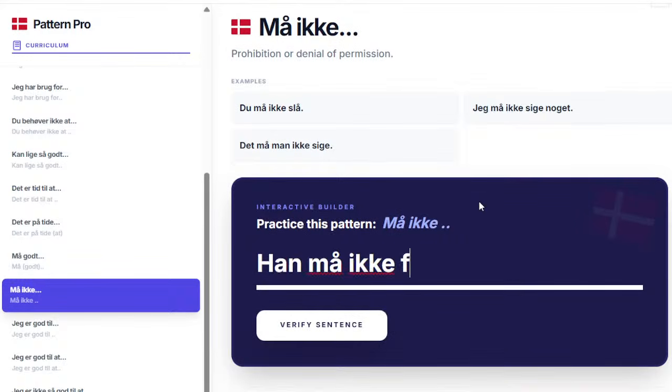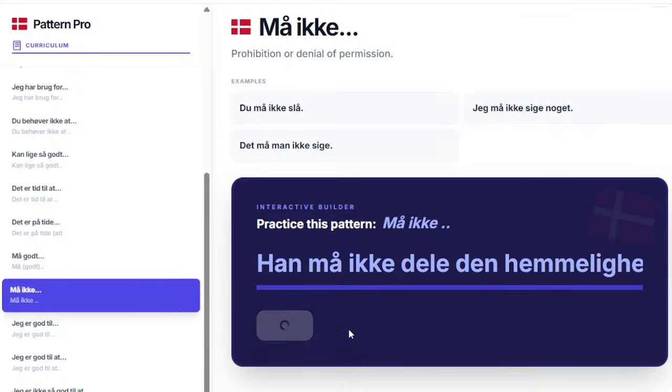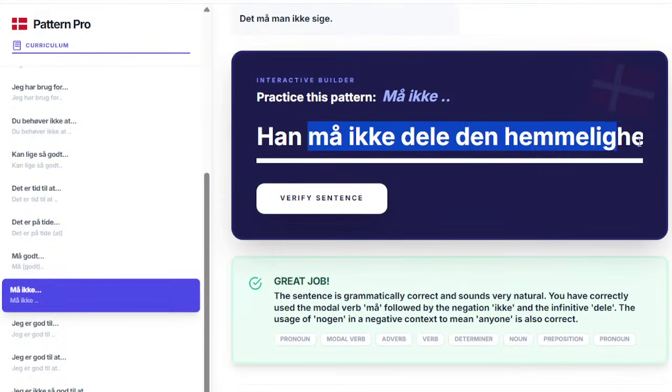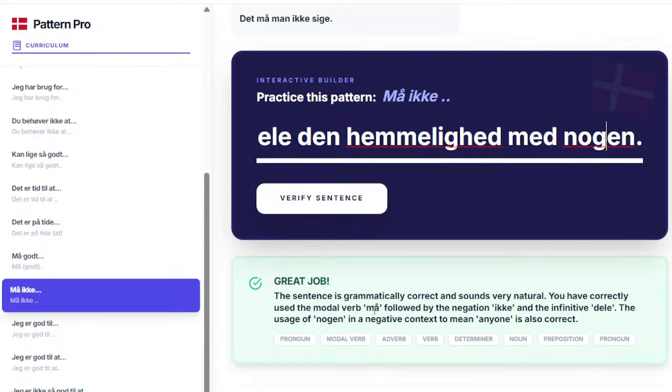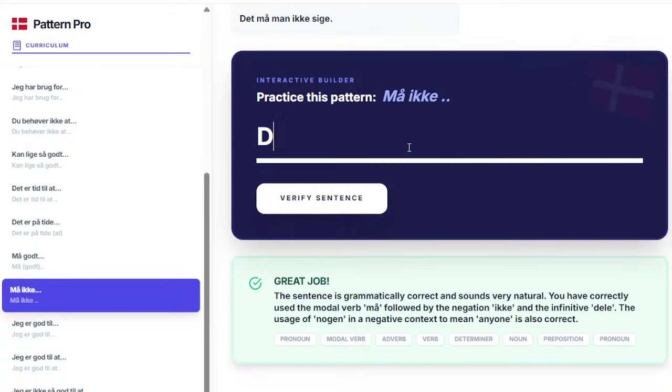Han må ikke dele den hemmelighed med nogen. He mustn't share that secret with anyone. Nej. Han må ikke. Det må du ikke. Nej. Det må du ikke, mand.